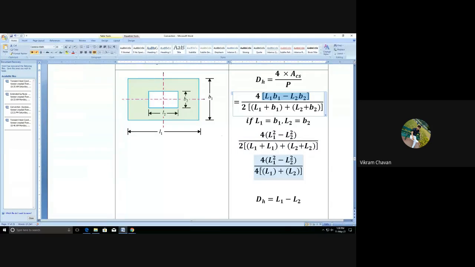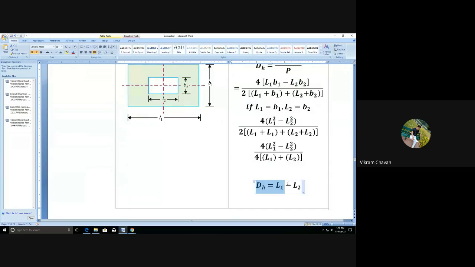So 4 will be cancelled, and we know that L1 square minus L2 square is nothing but L1 plus L2 in one bracket and L1 minus L2 in another bracket. So L1 plus L2 will be cancelled with the denominator, and we will get the hydraulic diameter as L1 minus L2, if L1 is equal to B1 and L2 is equal to B2.